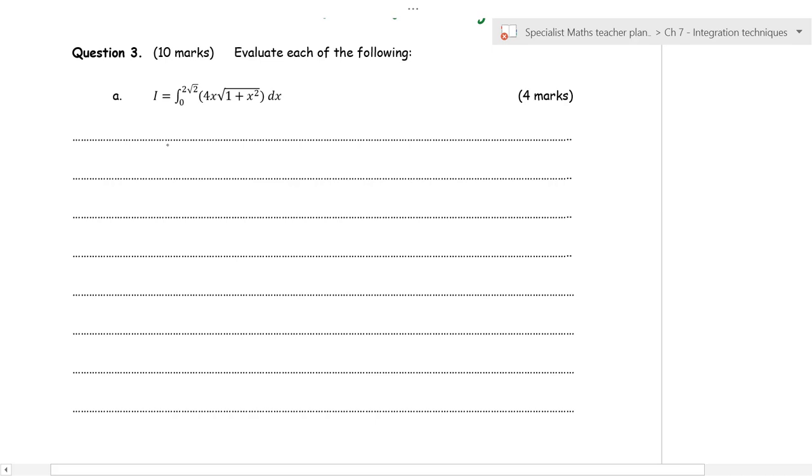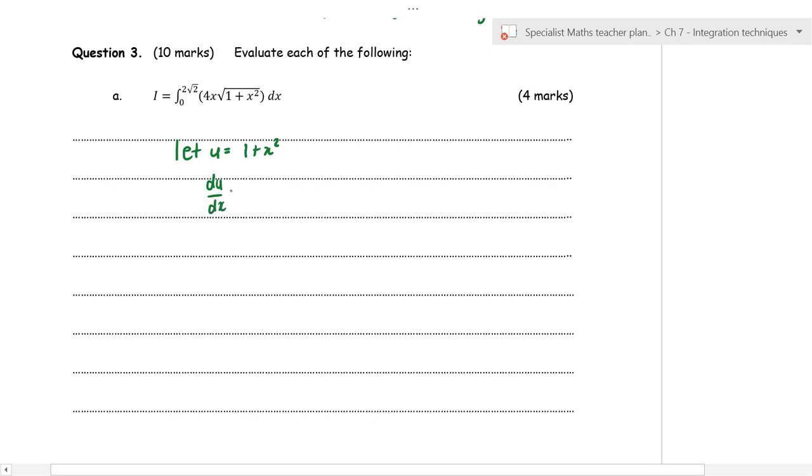So first of all, what we're going to do is let u equal 1 plus x squared. Let u equal 1 plus x squared, like so. All right? So, du dx, and you write this. This is exactly how you write it out.